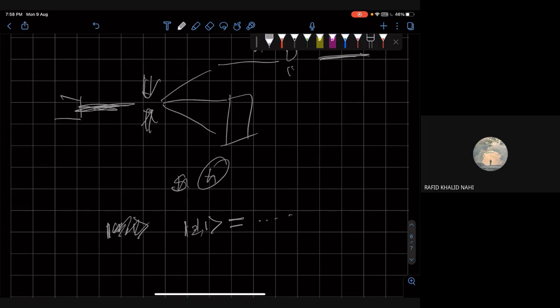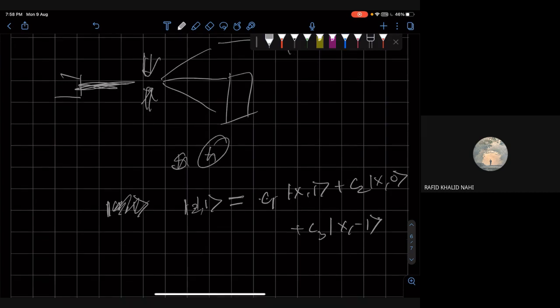Okay, but I bet that whatever coefficients you get, C1 of X1, C2 of X0, and C3 of X minus 1, my intuition tells me that these would have the same magnitude. Can you confirm that, someone? Yeah, but your intuition may not always be correct, right?